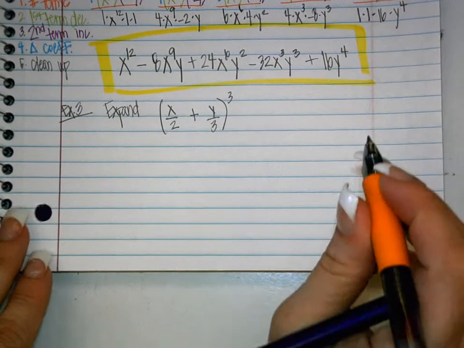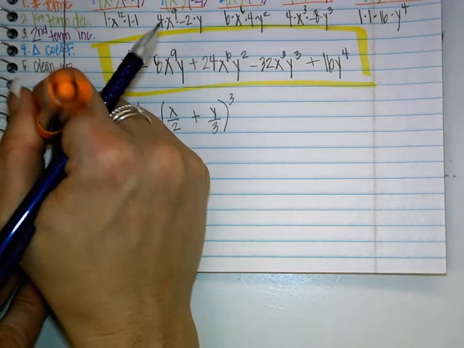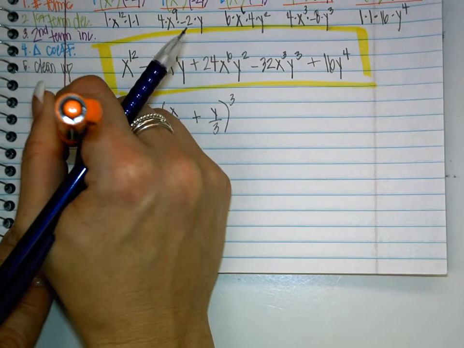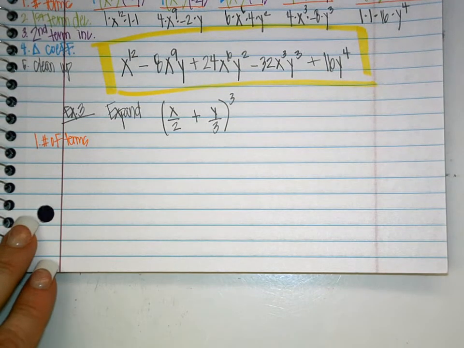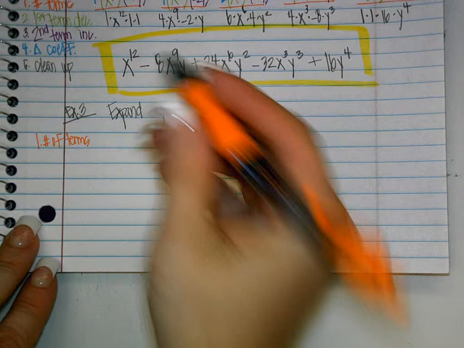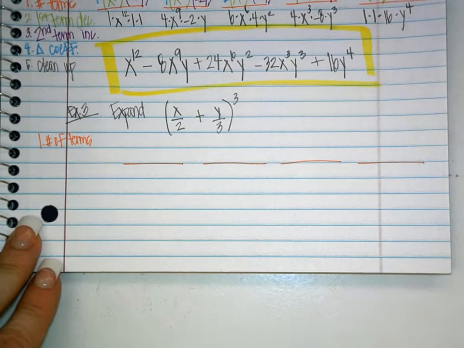Sure. Okay. Number 1. What's the first step you need to figure out? Number of terms. Number of terms. So how many terms would be in this expansion? 4 terms, because your total exponent is a 3. So 4 terms, so I'm going to do 1, 2, 3, and 4. First term is doing what?